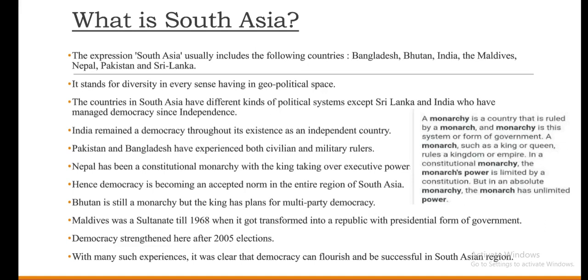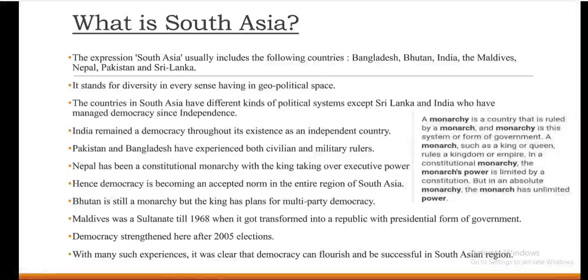Right? Bhutan is still a monarchy, but the king had plans for multi-party democracy. Talking about Maldives, Maldives was a sultanate. Now, what is a sultanate? Students, a sultanate is the office or the rule of a sultan, the territory that is ruled by a sultan. And a sultan is a title that was assumed by kings who controlled large kingdoms in the Muslim world. That is very much known. So Maldives was a sultanate till 1968, when it got transformed into a republic with a presidential form of government. Presidential and parliamentary forms of government are totally clear to you because you all have studied this in 11th standard, right?